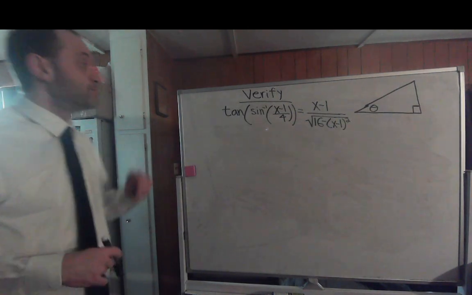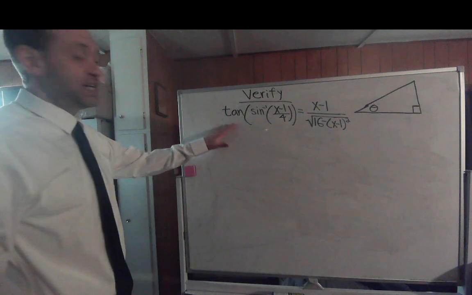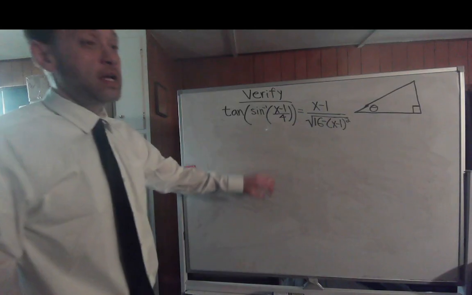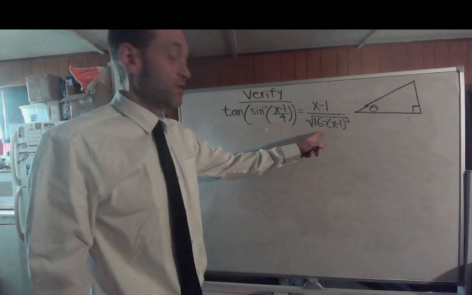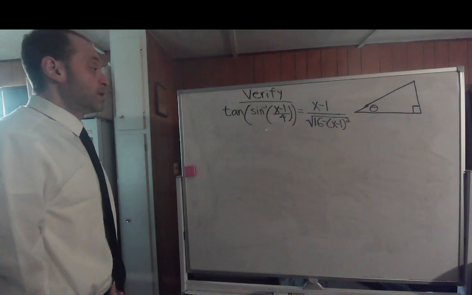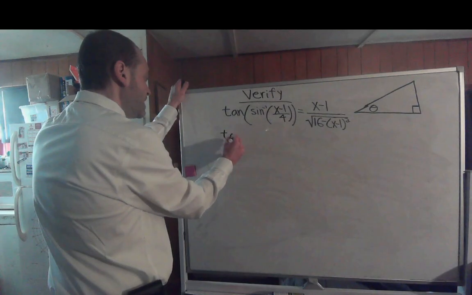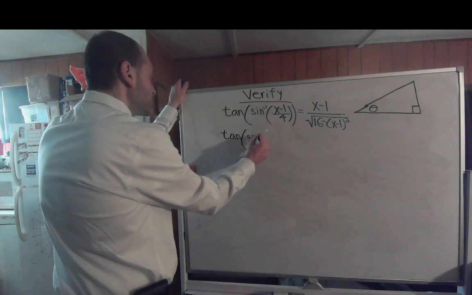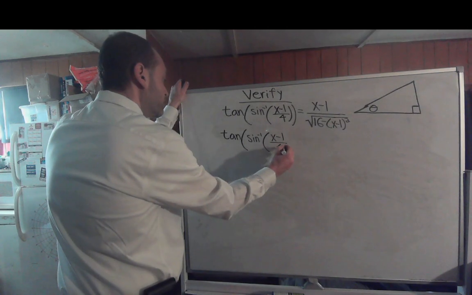All right, so we have a little bit of a doozy. We have the tangent of the sine inverse of (x minus 1) over 4 equals (x minus 1) over the square root of 16 minus (x minus 1) squared. Well, let's write out the left-hand side first. So we have the tangent of the sine inverse of (x minus 1) over 4.